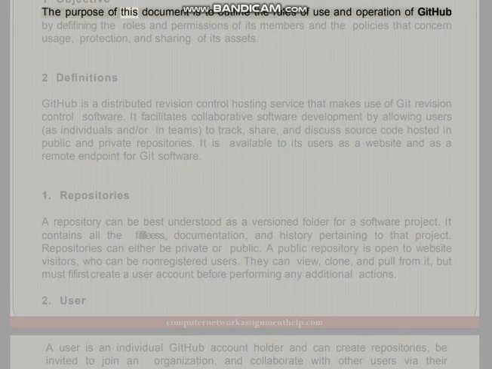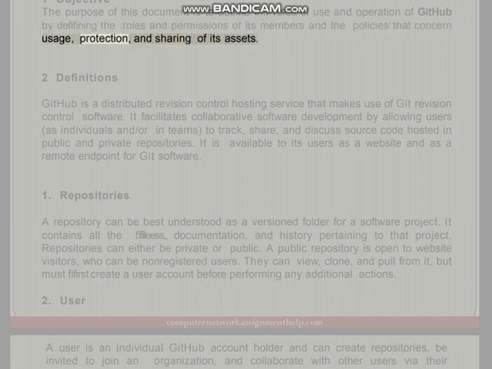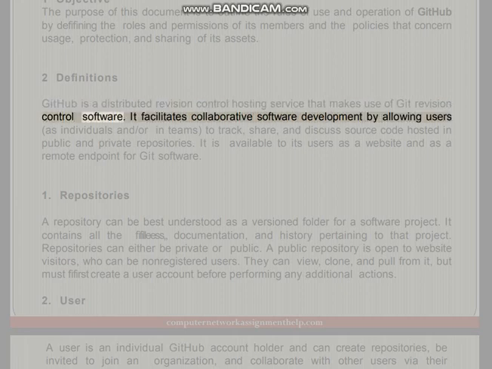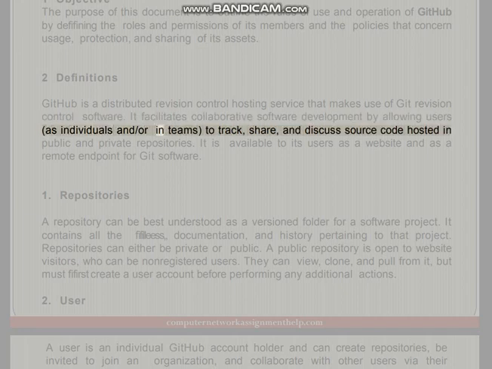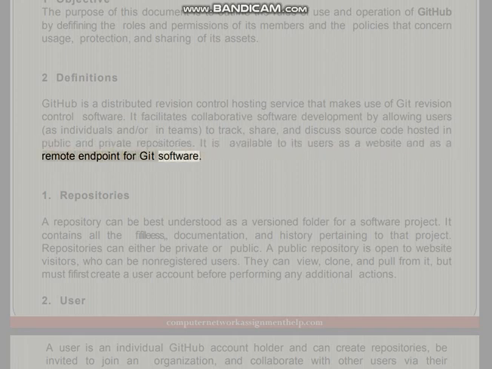1. Objective. The purpose of this document is to outline the rules of use and operation of GitHub by defining the roles and permissions of its members and the policies that concern usage, protection, and sharing of its assets. 2. Definitions. GitHub is a distributed revision control hosting service that makes use of Git revision control software. It facilitates collaborative software development by allowing users, as individuals and/or in teams, to track, share, and discuss source code hosted in public and private repositories. It is available to its users as a website and as a remote endpoint for Git software.